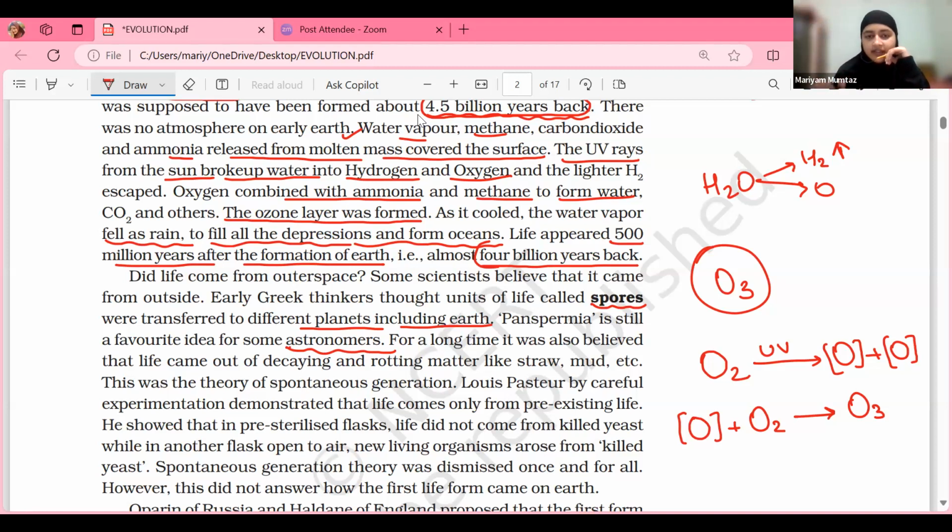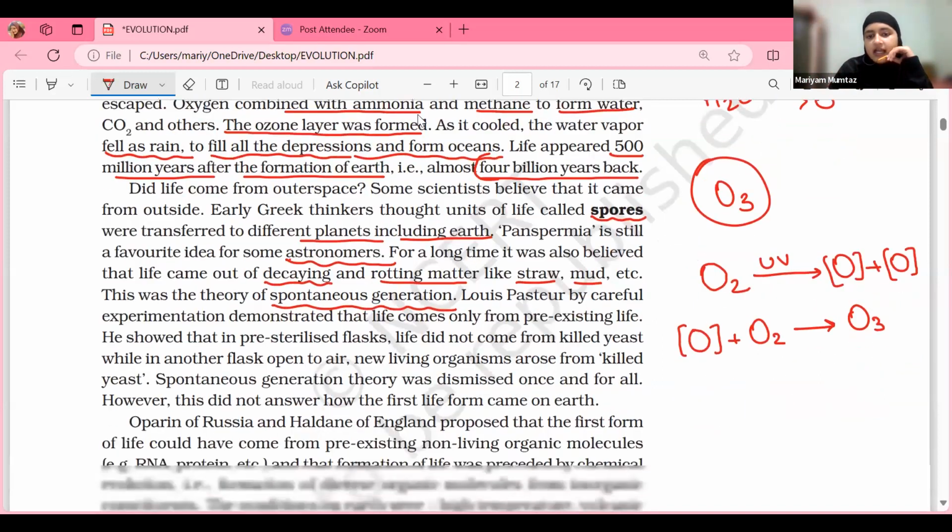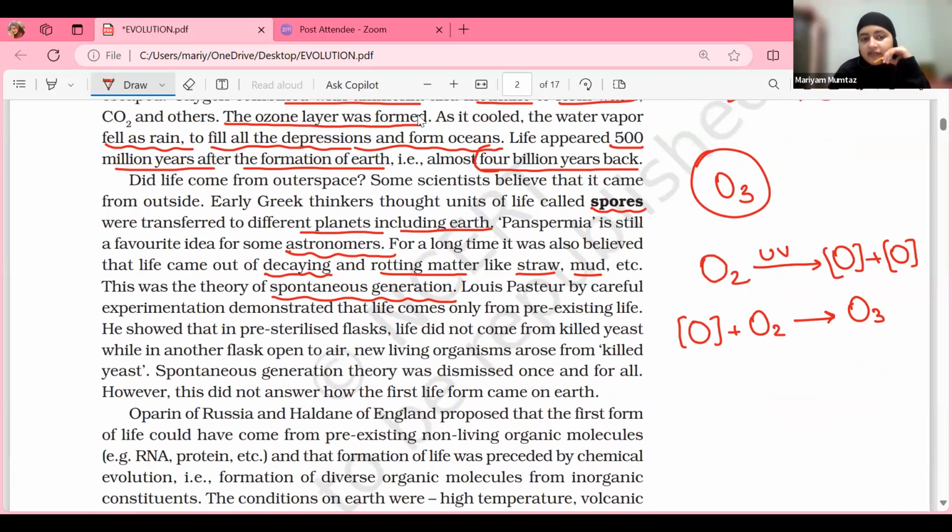Obviously, this is nothing. Now, for a long time, it was also believed that life came out of decaying and rotting matter, such as straw, mud, etc. This is the theory of spontaneous generation. So two theories we have seen. First is panspermia, second is the theory of spontaneous generation. Later on, Louis Pasteur, by careful experimentation, demonstrated that life came only from pre-existing life. This is one of the points of the cell theory. You might remember it from class 11 if you have studied the cell chapter.